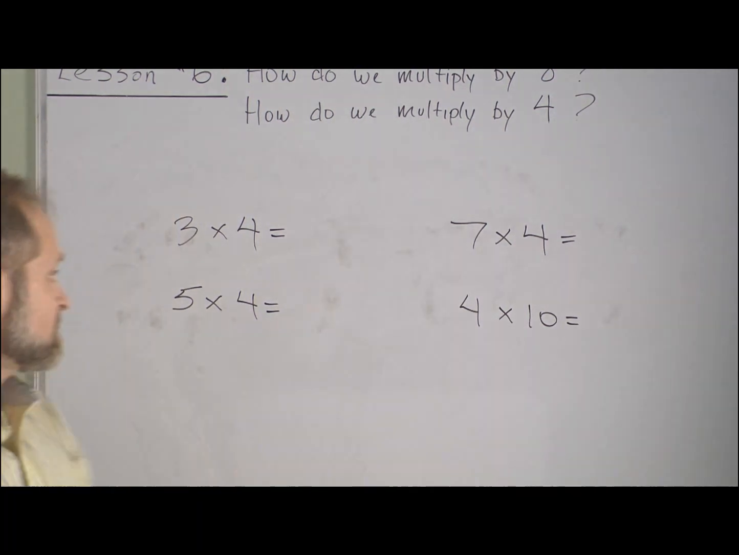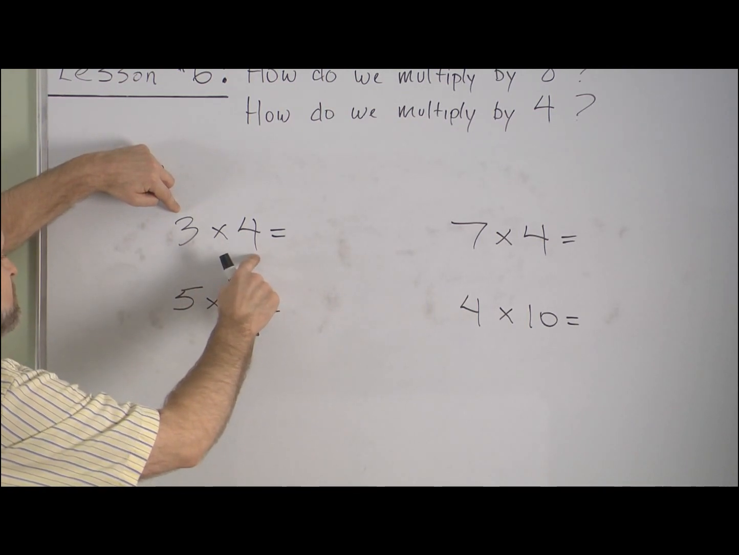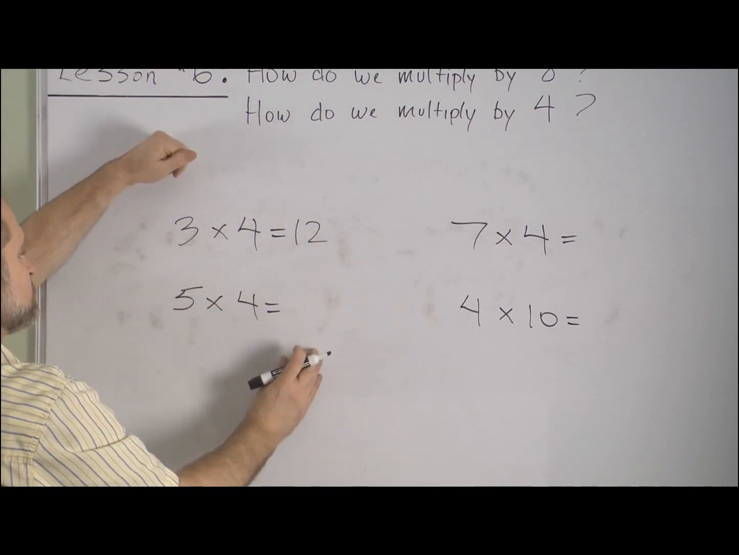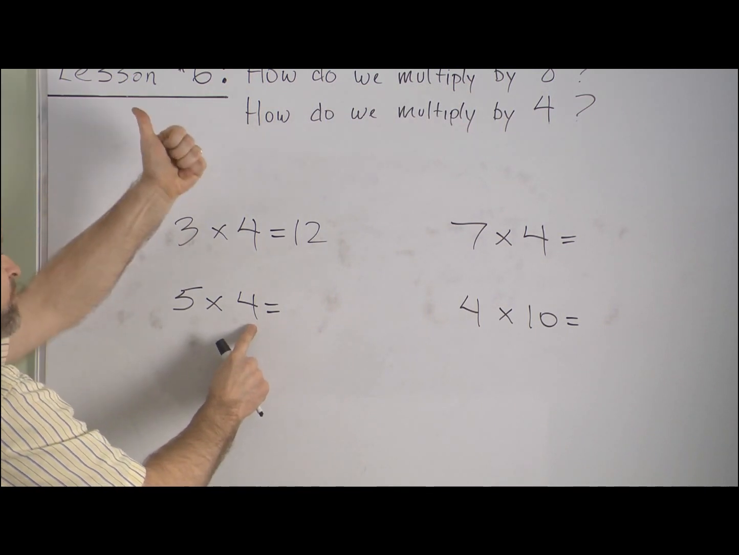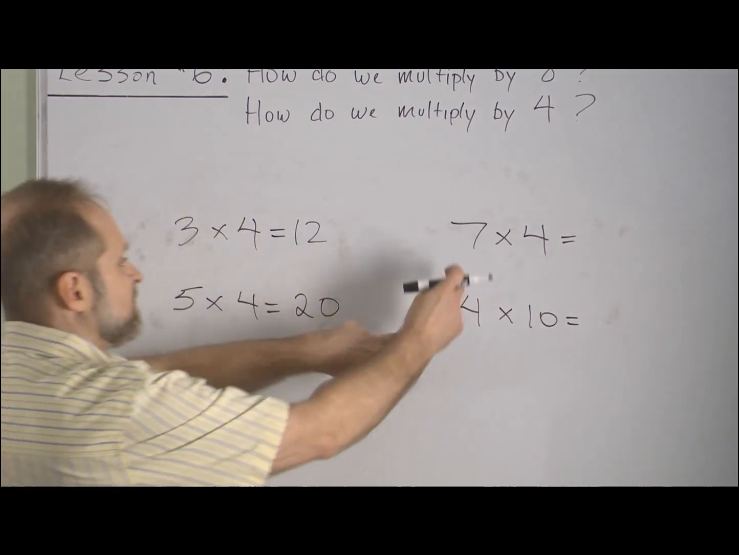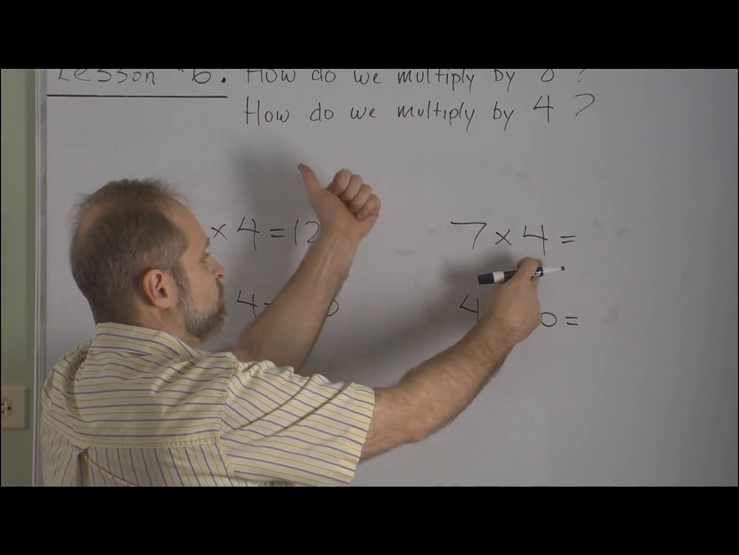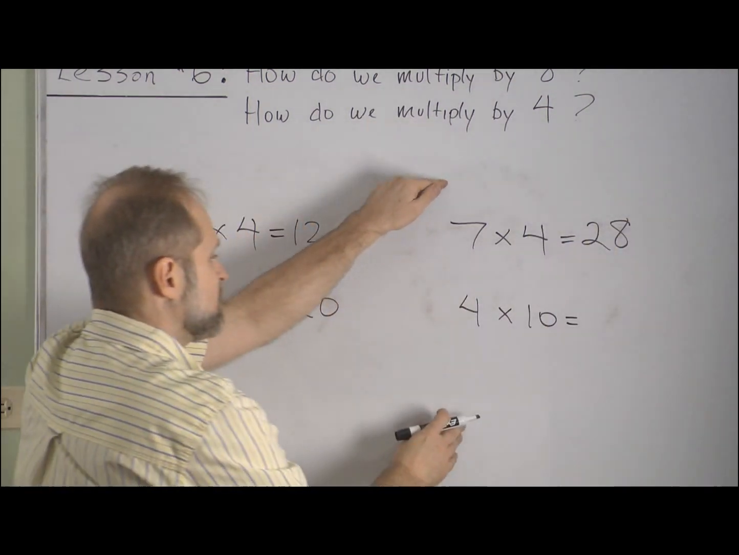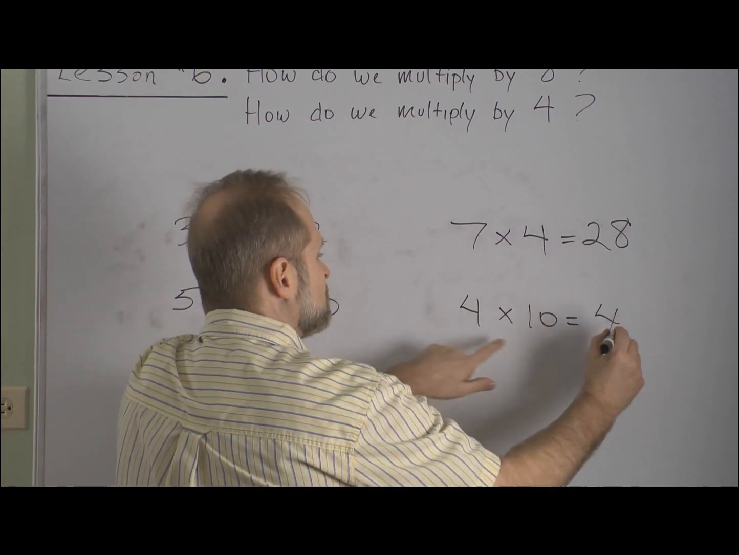All right, let's take a look at this, see how things turned out. Here we have 3 groups of 4. So skip counting by 4, it's going to be 4, 8, 12. I got my 3 groups. Here we have 5 groups of 4. So I'm going to skip count by 4, 4, 8, 12, 16, 20. Here we have 7 groups of 4. I'm going to go ahead and skip count by 4s. 4, 8, 12, 16, 20, 24, 28. Here we have 4 groups of 10. Oh, I like 10. I'm going to write down my 4, put the 0 at the end.